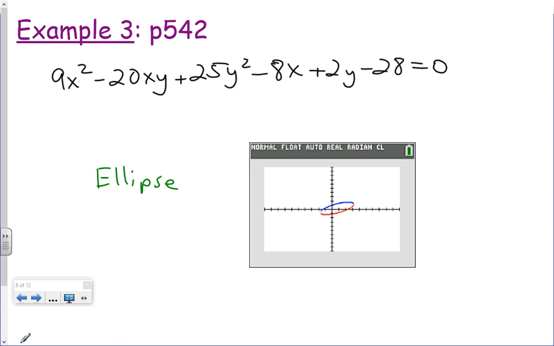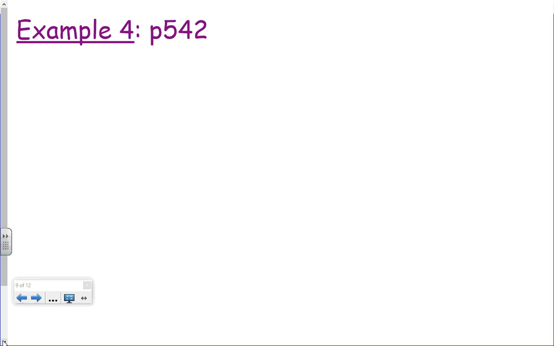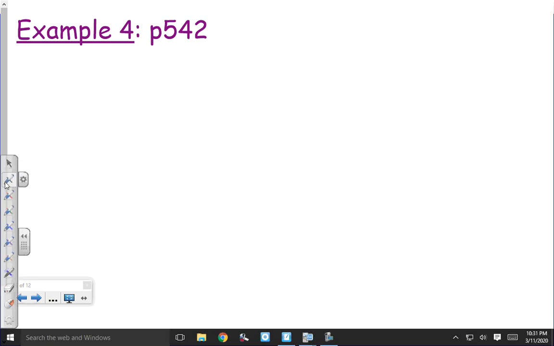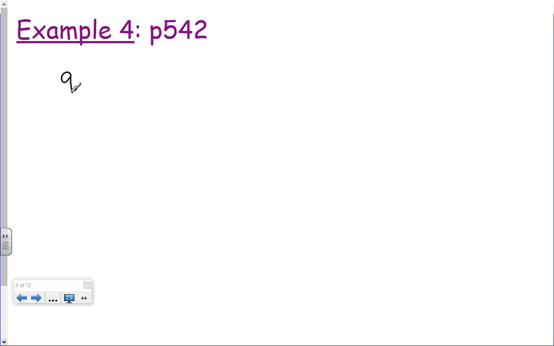Okay, all right, let's take a look at one more example. If you look at example 4 there on page 542, it says to plot the graph of the equation 9x squared minus 30xy plus 25y squared minus 8x plus 2y minus 28 equals 0 on the same screen. Okay, so they again have given us the exact same equation, but they've changed the value of b. And so now it's a 9x squared minus 30xy.